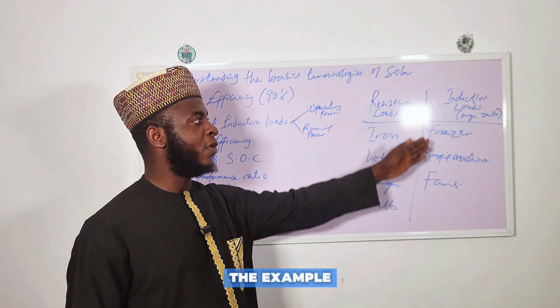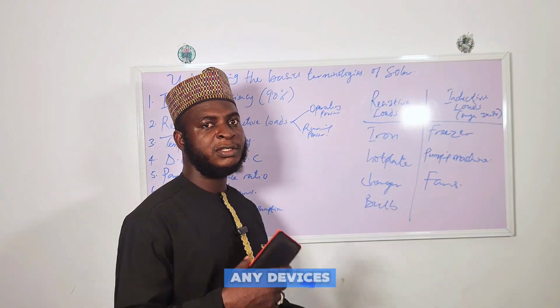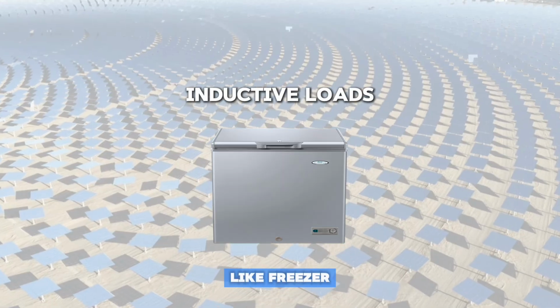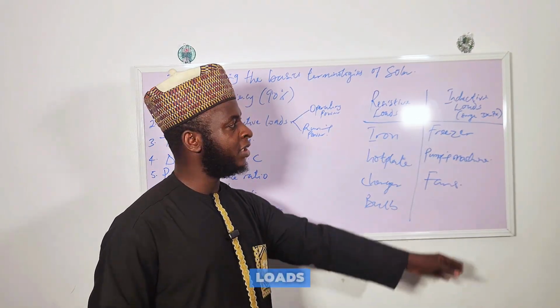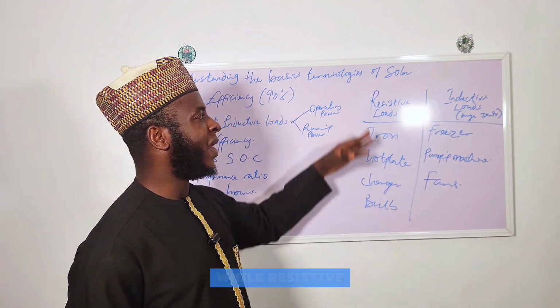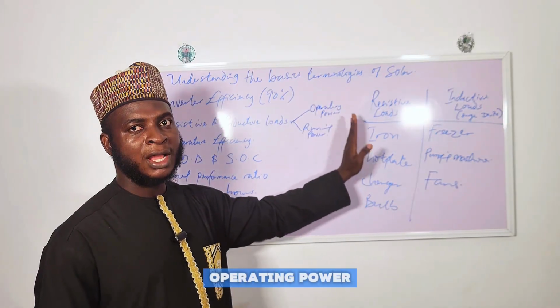These are some of the examples of your resistive loads and your inductive loads. A simpler way to get this is that any devices that use a coil, rotor, or a compressor, like freezer, fridge, pumping machine, anything that rolls or shakes, those are your inductive loads. They have a surge of about 2 times to 7 times of their operating power. While resistive loads, these are some examples of them. They use the same operating power as their running power.